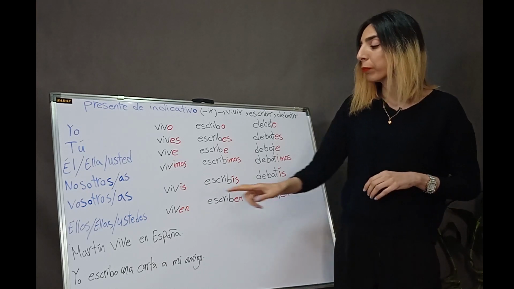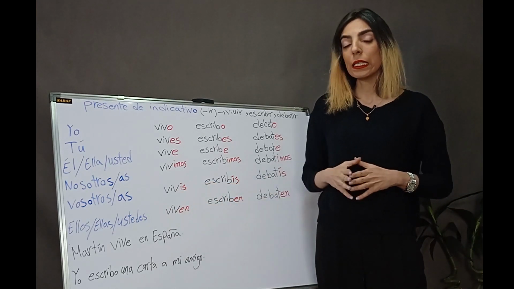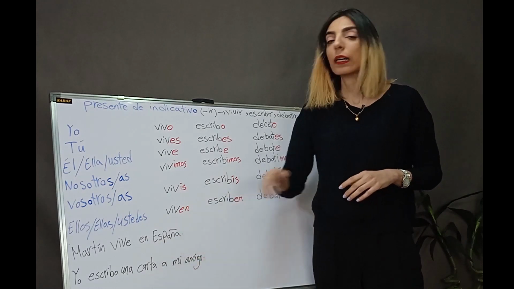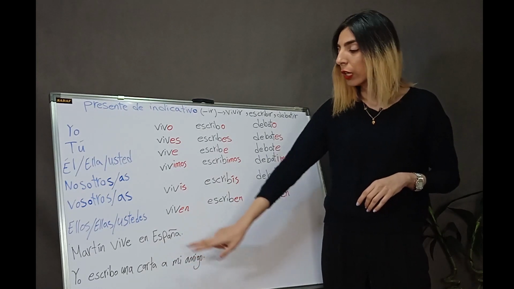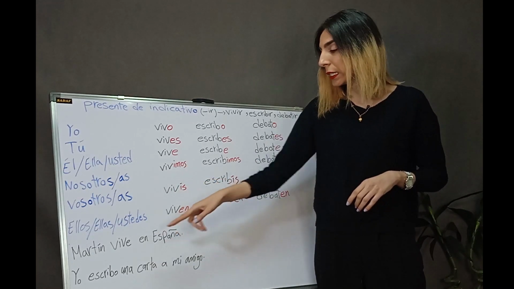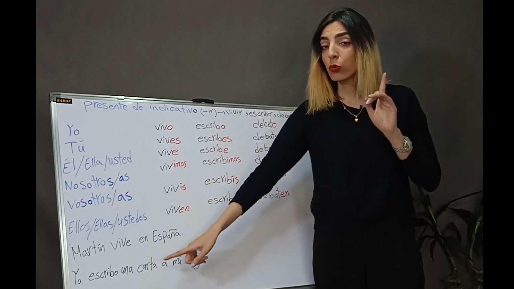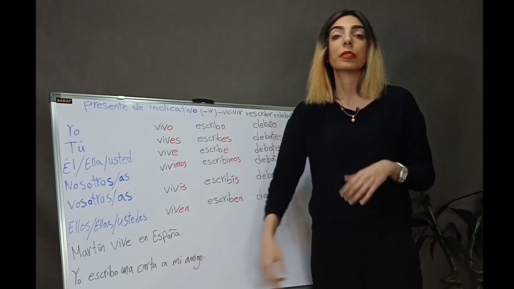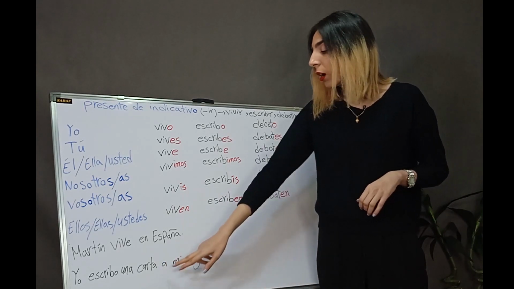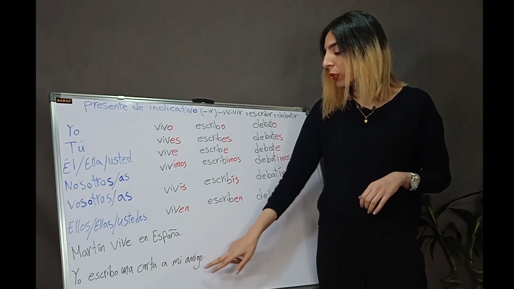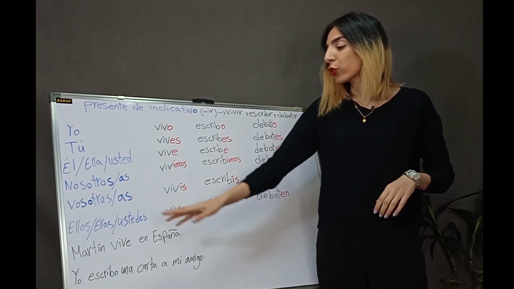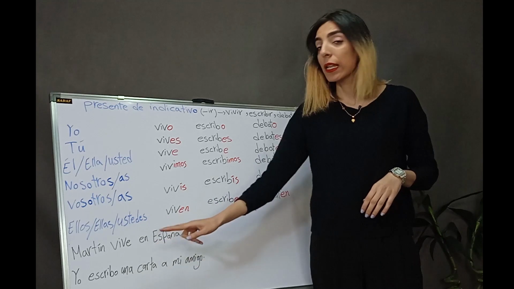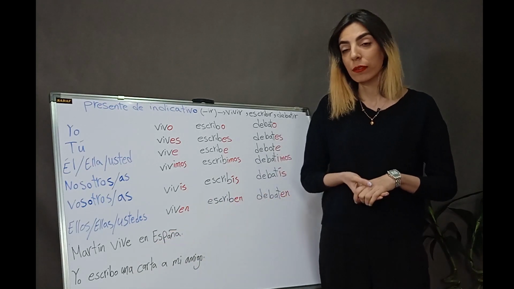As an example, yo escribo una carta a mi amigo. Yo means I, escribo, write. Una means one, carta means letter. A mi amigo. Mi amigo means my friend, masculine. So, I write a letter to my friend.